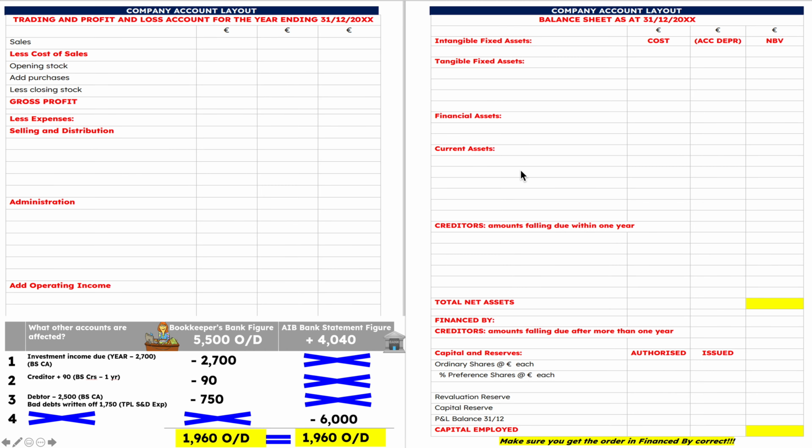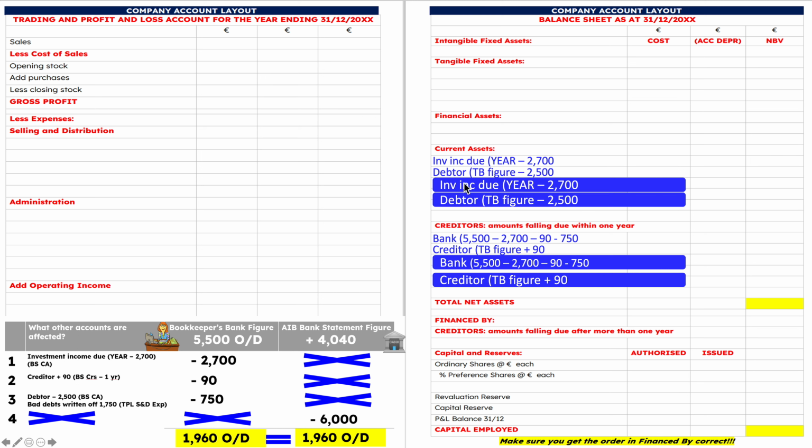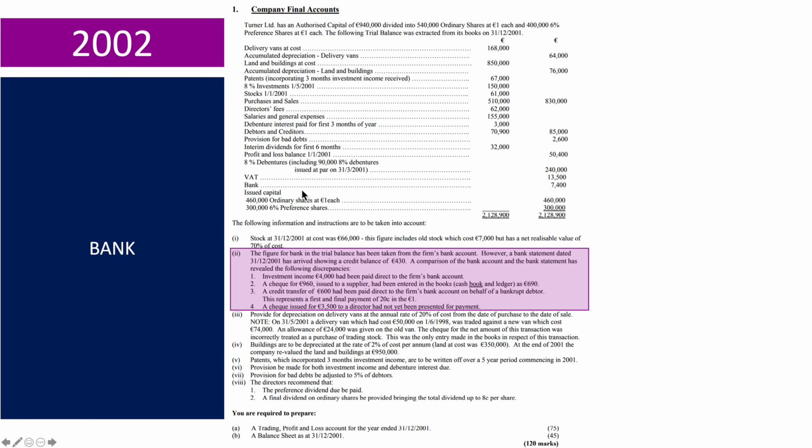So how's it going to look in the account? Your bank is going to be 5500 overdraft minus 2,700 minus 90 minus 750. For the investment income, you're going to have investment income due, the amount for the year minus 2,700. In the creditors, you're going to have the trial balance figure and you're going to add the €90 here. And then debtors, you're going to minus 2,700 and you're going to have bad debts written off in the selling and distribution expenses, 1,750. And that is that.